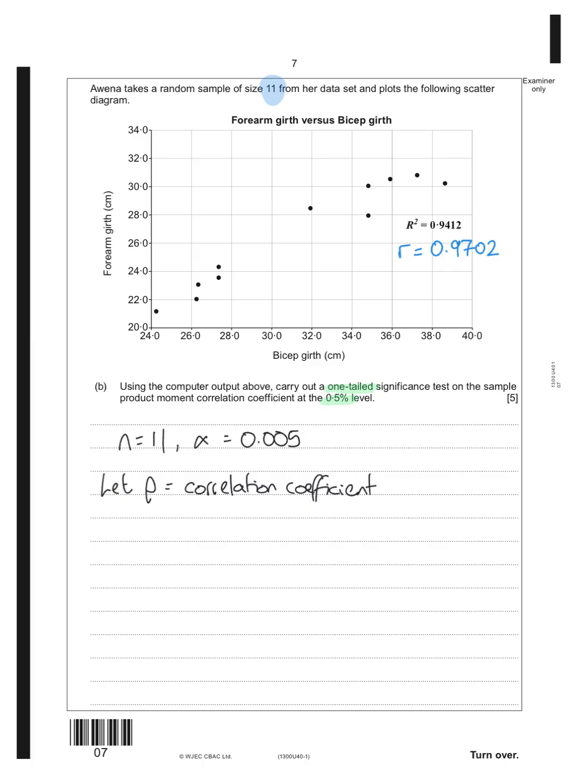Okay, and that's for the entire population. And remember, our status quo, what we always assume, is that there is no correlation. In this case, we're testing to see whether it's appropriate to say that there is a positive correlation. We know that our test statistic is that number in blue that I found before, 0.9702. There's a bit more to it than that, so you could say just the square root of 0.9412.